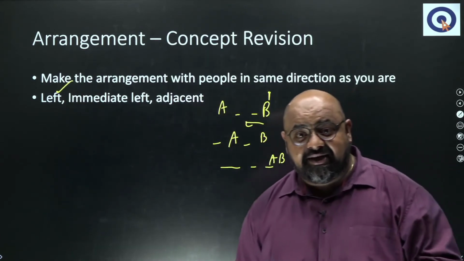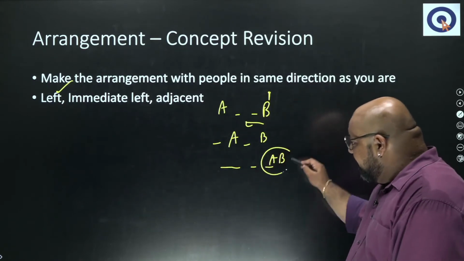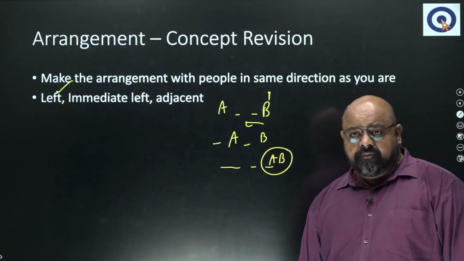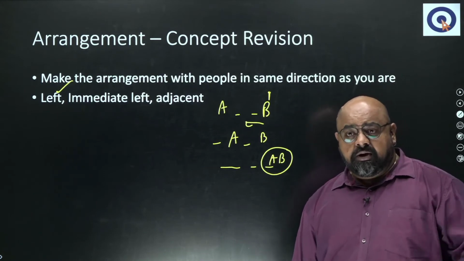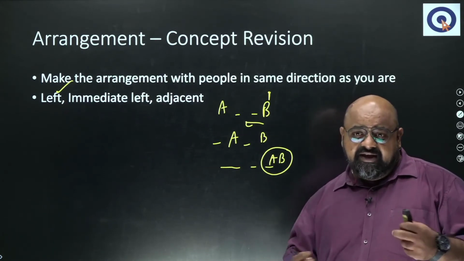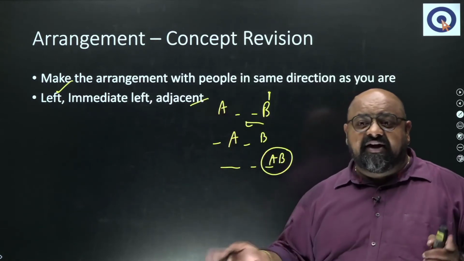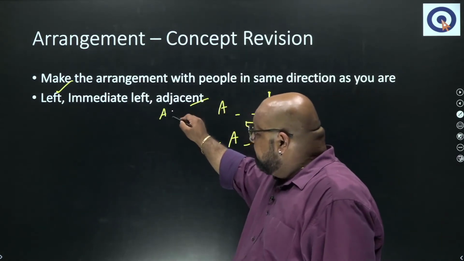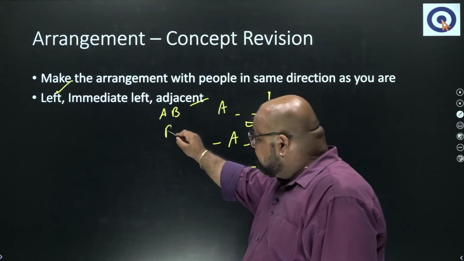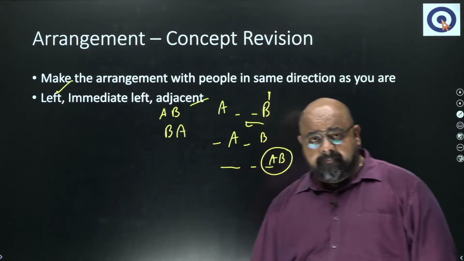When I say A sits immediately to the left of B, that is when I am talking of this arrangement. Immediate word is important. And what does adjacent mean? If A sits adjacent to B, for this word, the left and right is not known. So this will also be A and B are adjacent. This will also be A and B are adjacent.